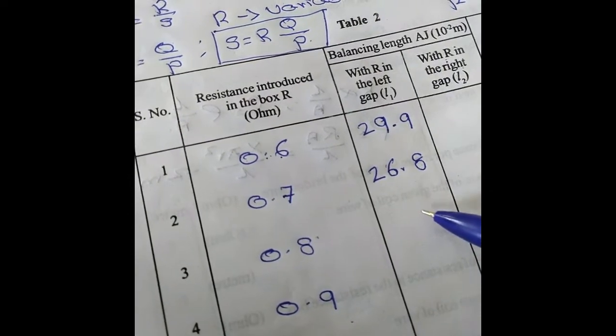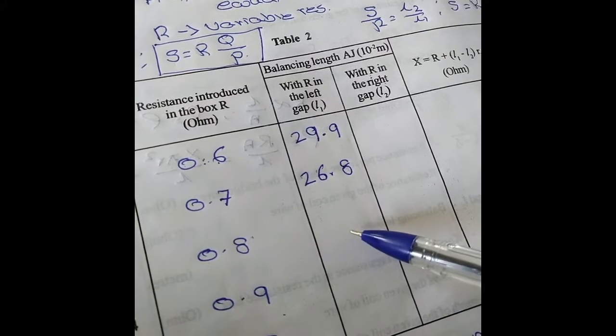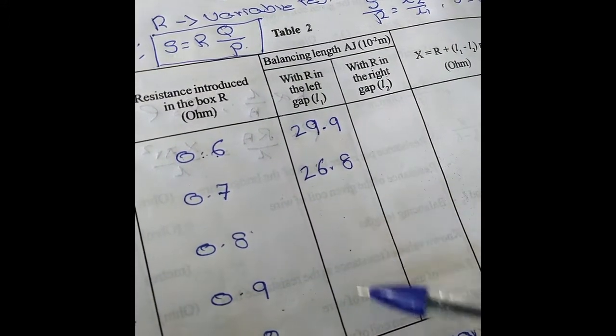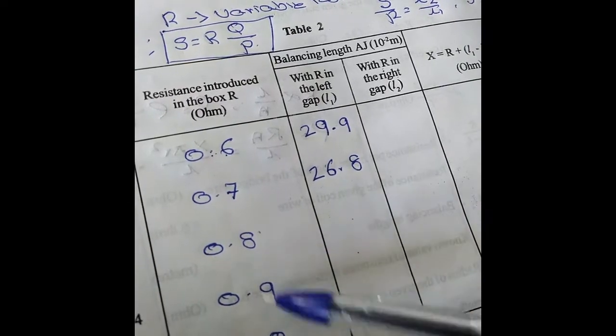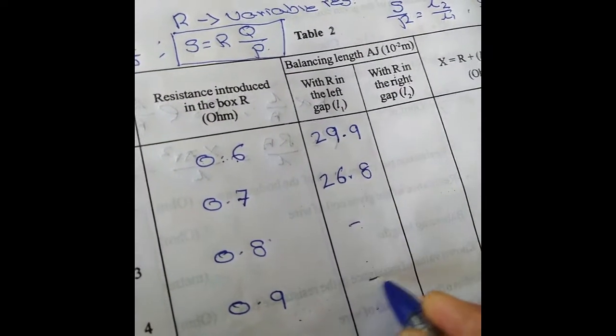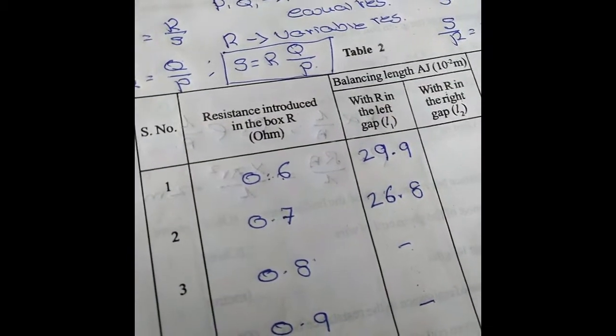and you can make the galvanometer show null deflection by keeping the jockey at different points along the length of the wire, and you can measure the balancing lengths. For each resistance, you can measure the balancing length, and you can fill it up for 0.8, 0.9 and 1.0. Right? Now what you have to do?